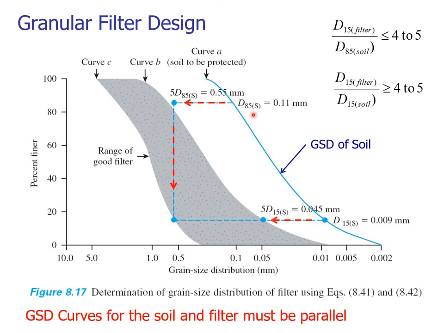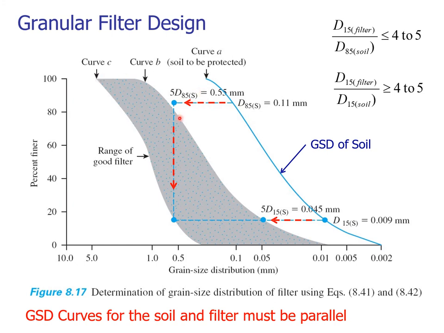Okay, now just calculate 5 times D85 of the soil and mark this point, and 5 times D15 of the soil and mark this point. And then from this point and this point, draw a curve, this one, which is almost parallel to the grain size distribution curve of the original soil. Now, from this particular point, move in the downward direction, and corresponding to this point, locate this particular point. Now, from this point, draw this curve. This is also almost parallel to the previous curve.